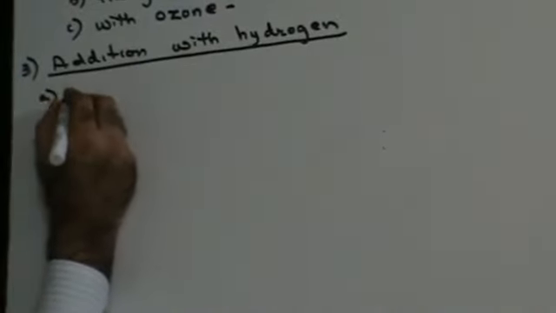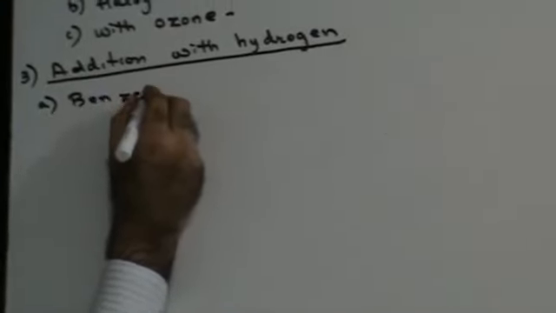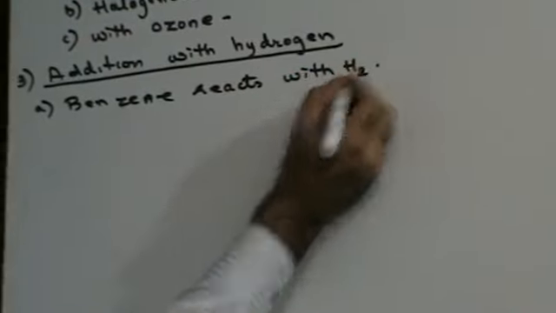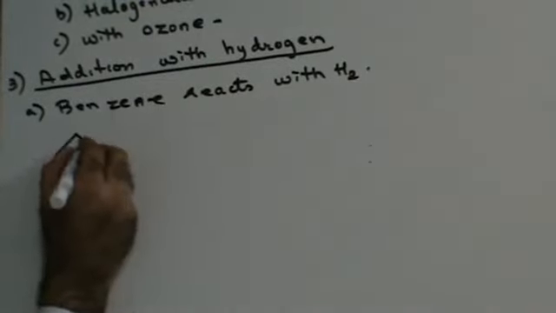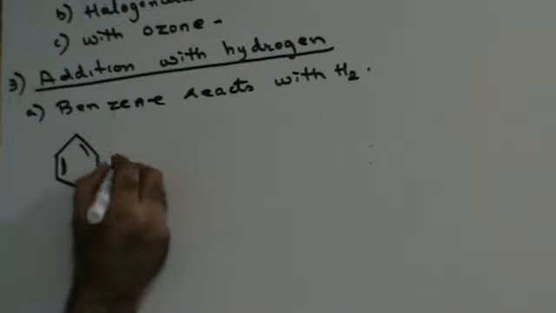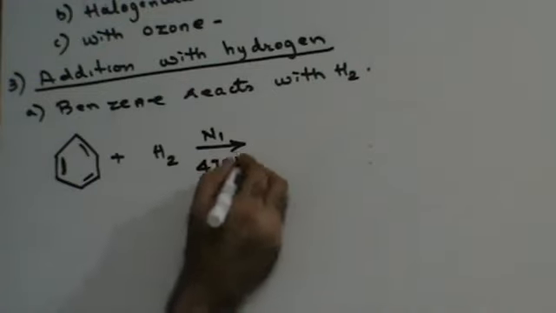Now how does addition with hydrogen take place? What happens when benzene reacts with hydrogen? You have to draw the benzene ring. So benzene reacts with hydrogen. You have an addition reaction. As the name suggests, addition means two or more reactants combine to give you a single product. Nickel is used as the catalyst at 473 Kelvin.